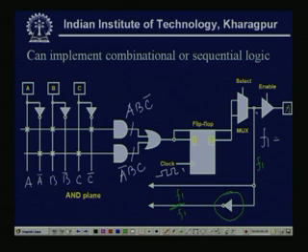So, by adding a D flip flop, or more than one flip flop depending on the circuit complexity, we can realize sequential circuits also by using programmable logic. So, this is one good advantage over the PROM.